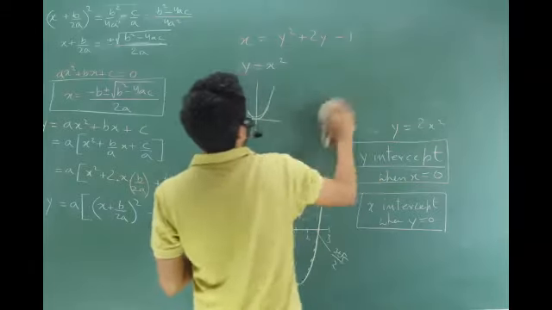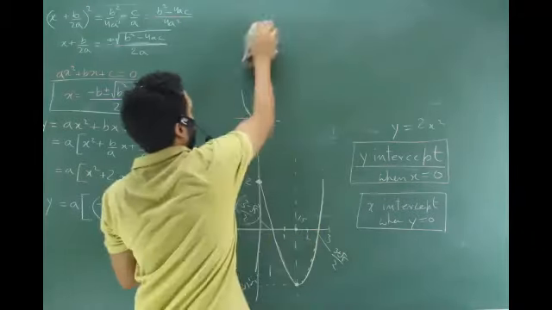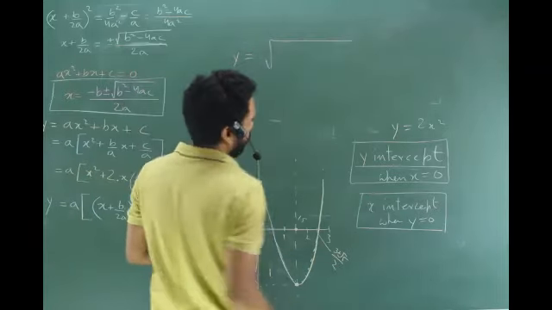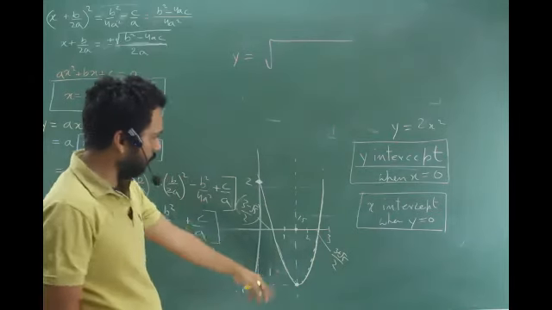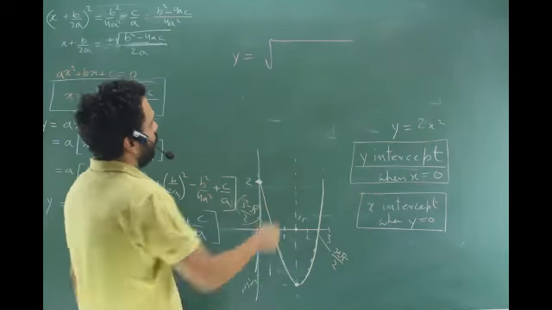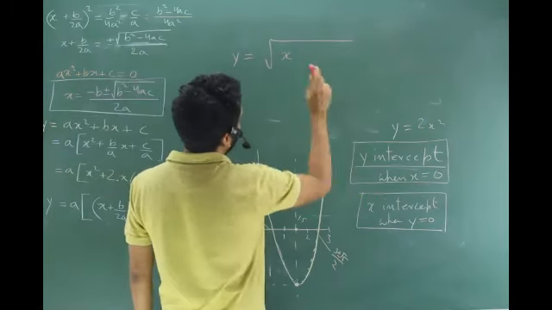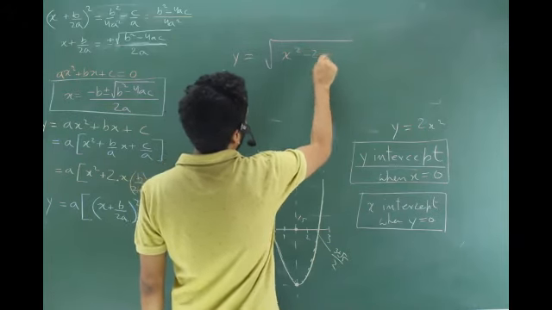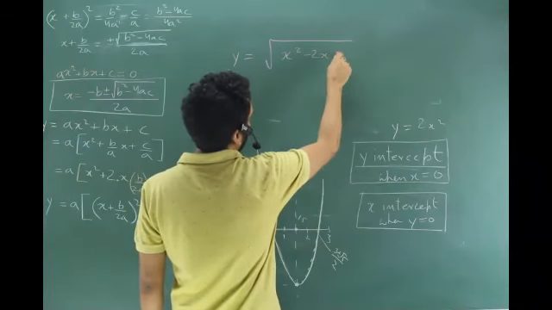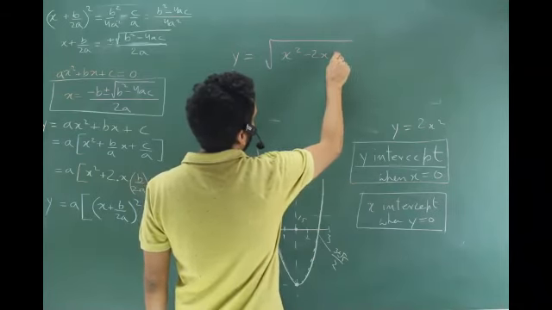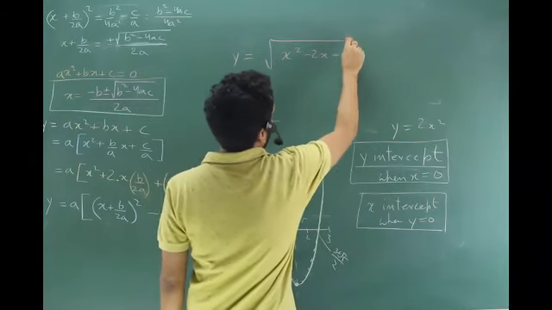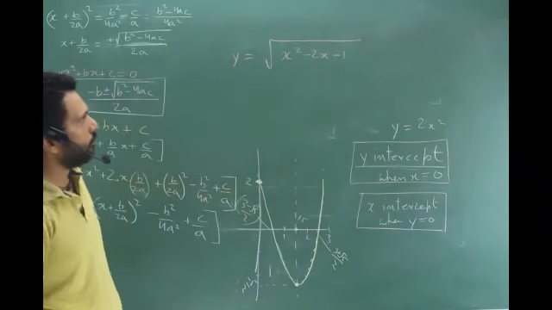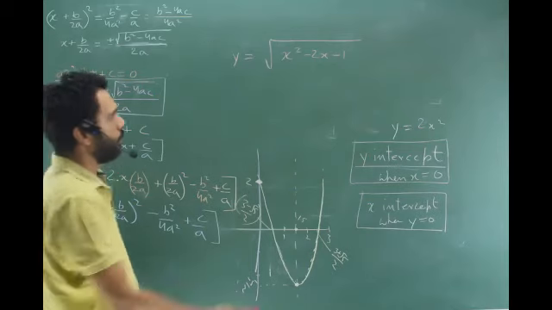If a question comes, do that yourself, okay, later on. If the question comes, y is equal to root of, tell me one of the questions what we have done. What was the first question we did? X square minus 2x plus 1. No, minus 1. Plus 1 would have been a whole square. This is what we did, right? So we did x square plus 2x minus 1.